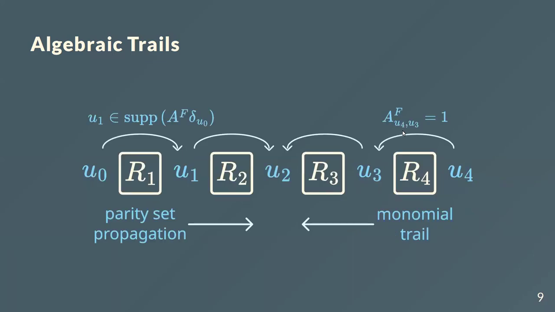These algebraic trails are actually related to existing things in the integral cryptanalysis literature. Constructing these trails forwards is very similar to parity set propagation, because a trail that has correlation one will correspond to the exact propagation rules for parity sets. And in the other direction, all the algebraic trails with correlation one correspond exactly to the monomial trails used in the monomial trail method.